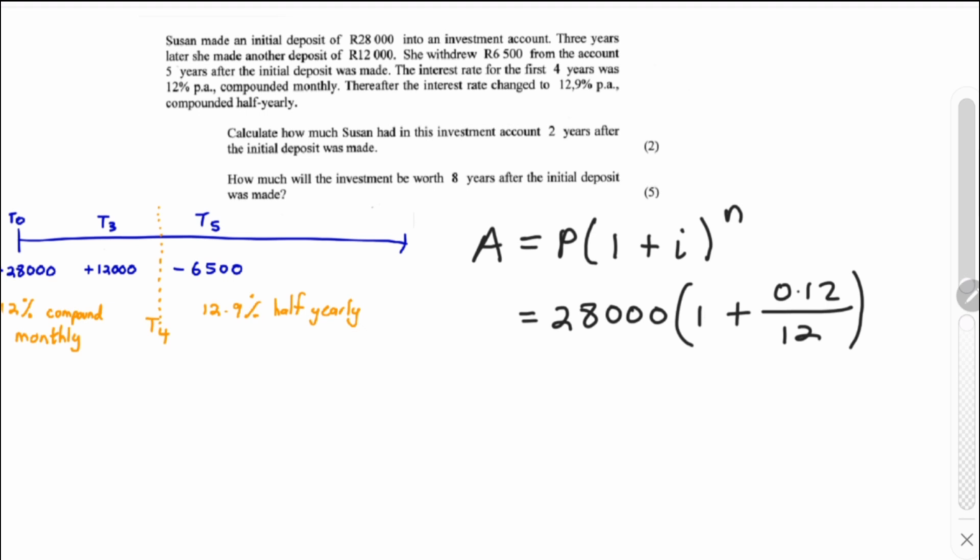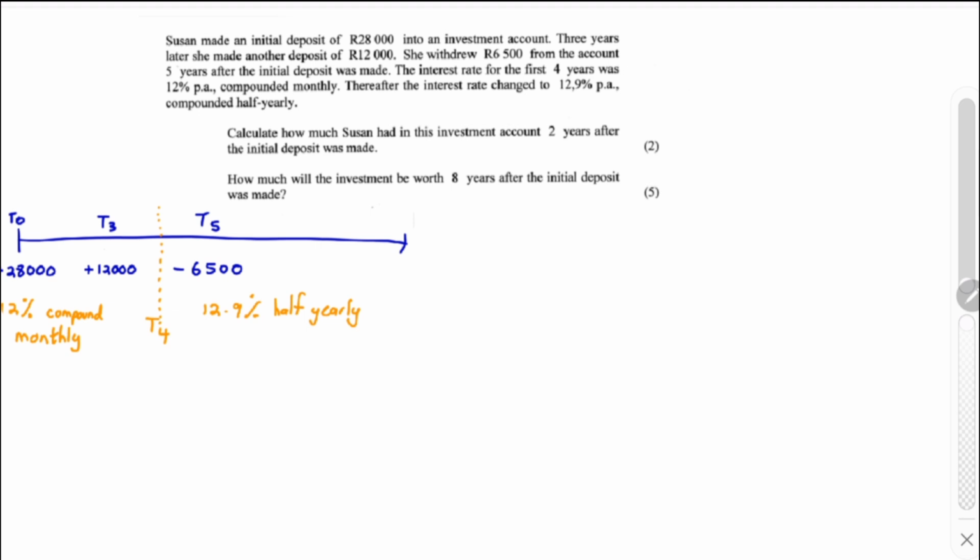And for 2 years, so we will say 2 times 12. And then if you punch all of this into your calculator, you should get an answer of 3,552.57 rands. And then the next question is, how much will the investment be worth 8 years?